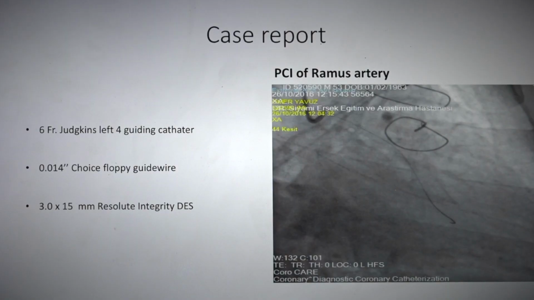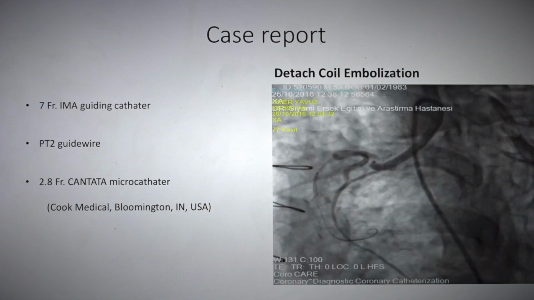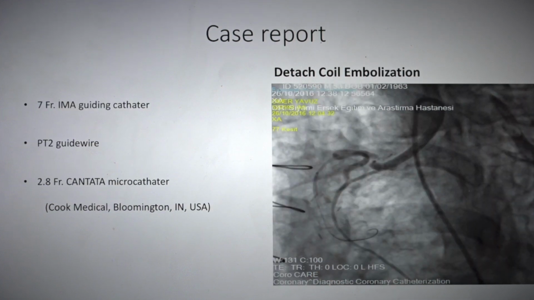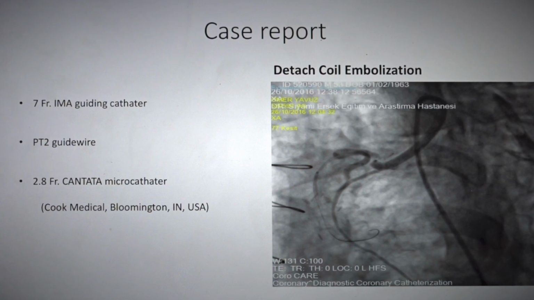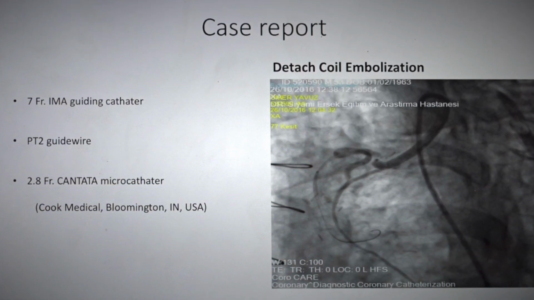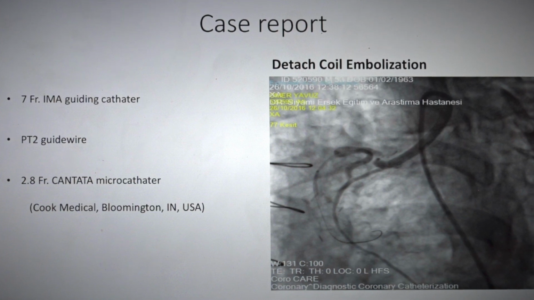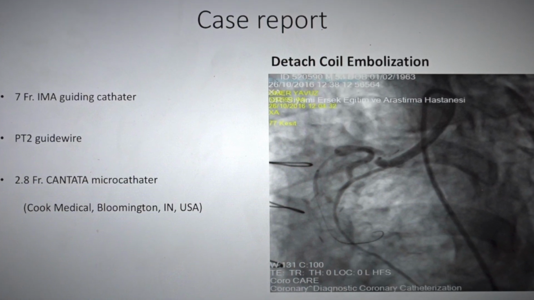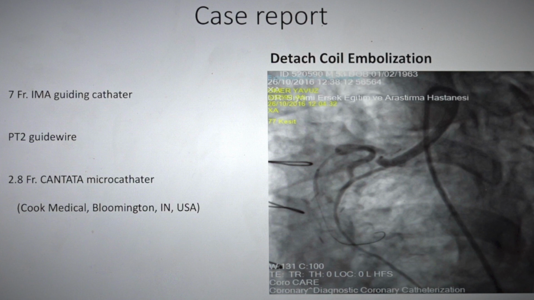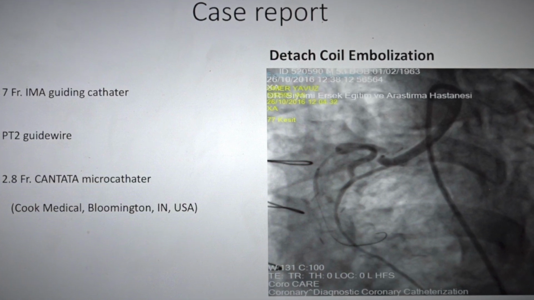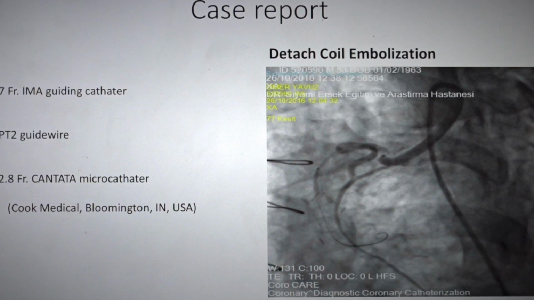In the beginning of the procedure, we stented the ramus artery with a 3/15 drug-eluting stent, and then we went on to occlude the fistula formation. How did we do it? We engaged the LIMA with a 7 French EBU catheter, and we advanced the PT2 guide wire to the distal portion of the fistula. Then over this guide wire, we advanced a 2.8 French microcatheter to the mid portion of the fistula.